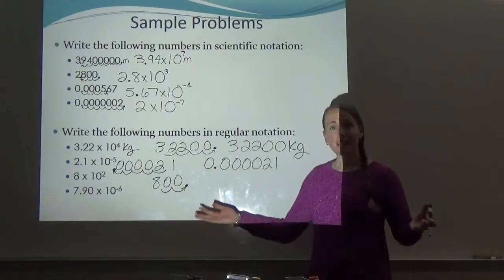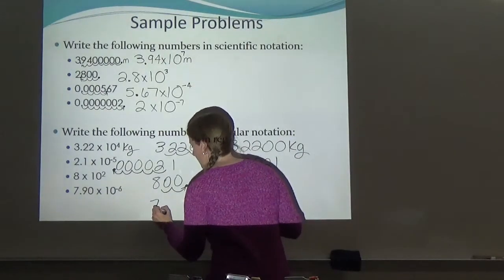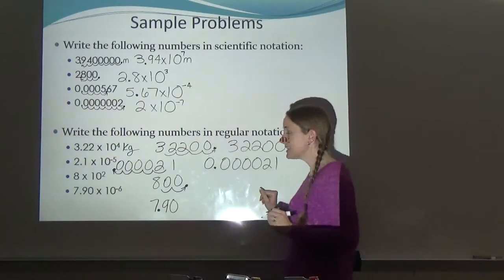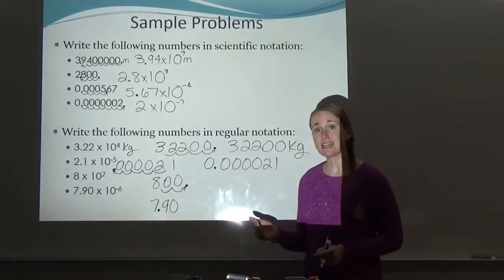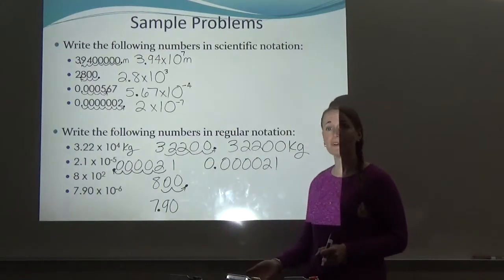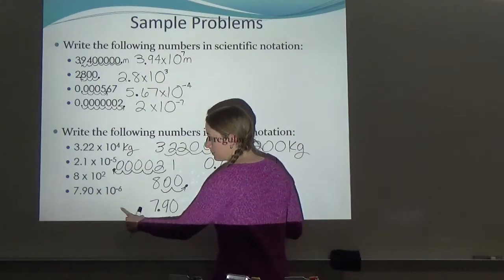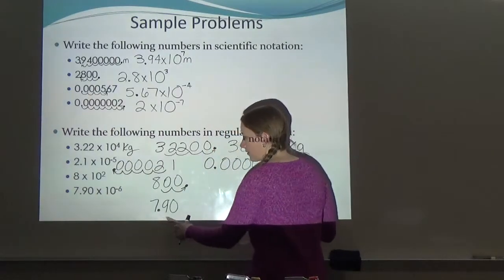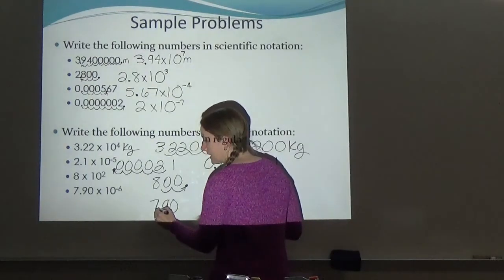All right, so last one. We have 7.90 times 10 to the negative 6. So since it's 10 to the negative 6, that means I need my number to be very small, much smaller than 1. So if I go in this direction to the left, my number does get smaller. However, if I move it this direction to the right, my number is going to get bigger. So I'm going to move it to the left 6 places.